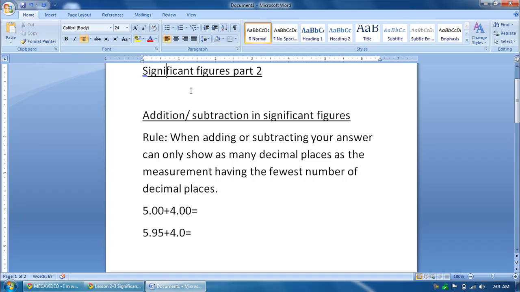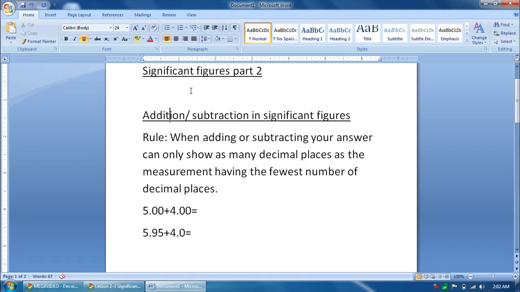Hey, so this is significant figures part 2. In the first video on significant figures, my third video, I only explained how many significant figures are in a single number. Now let's look at how many significant figures should be in your final answer when you're adding, subtracting, dividing, or multiplying.